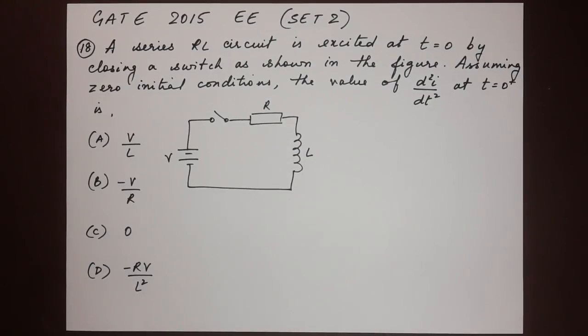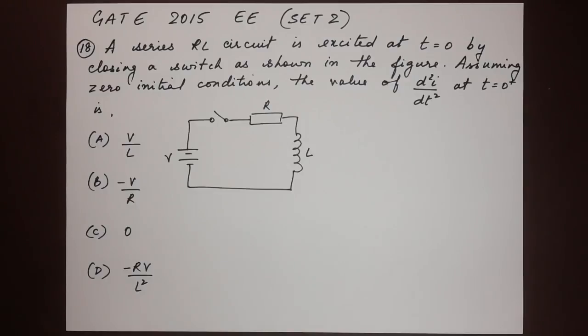Here's the next question, number 18. A series RL circuit is excited at t is equal to 0 by closing a switch as shown in the figure. Assuming 0 initial conditions, the value of d square I by dt square at t is equal to 0 plus is. So we have our four options. A, V by L, B, minus V by R, C, 0, and D, minus RV by L square.